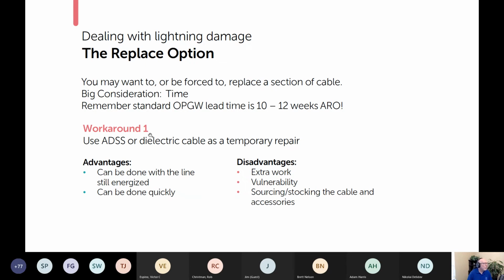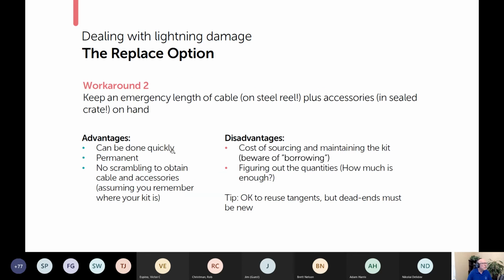So that's workaround number one. Workaround number two is to keep an emergency length of cable on hand. It should be on a steel reel. Now, most cable manufacturers want the steel reels returned, in 3 months or 6 months or a year or whatever. So you have to tell them, yeah, I need to buy this one. I would expect any cable manufacturer is going to say, okay, we want you to pay us X because you're not going to return our steel reel, because steel reels are kind of expensive.